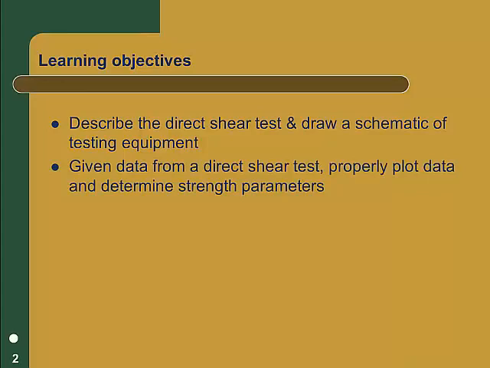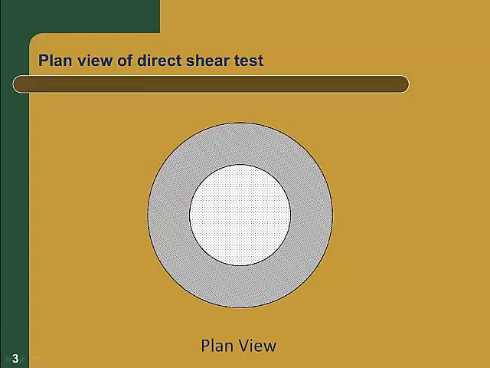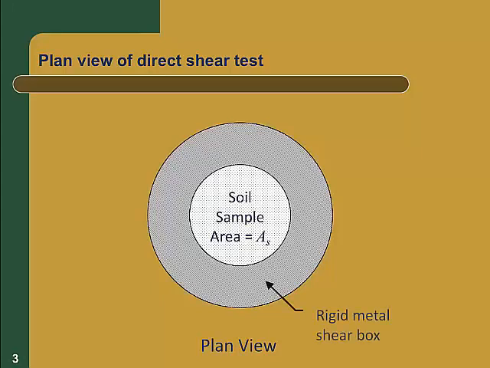This figure shows a plan view of a typical direct shear test box. The soil sample used in this test is cylindrical in shape with a cross-sectional area of A sub s, and it's contained in a donut-shaped rigid metal shear box. To understand the operation of this test, it's best to look at a vertical cross-section through the shear box. For the rest of this webcast, we will be looking at a vertical section cut through the shear box at BB prime shown here.